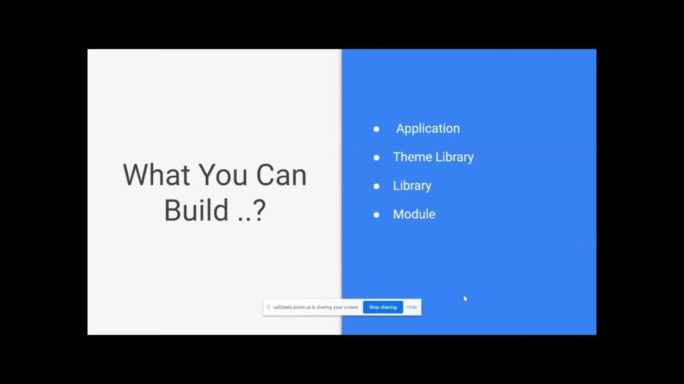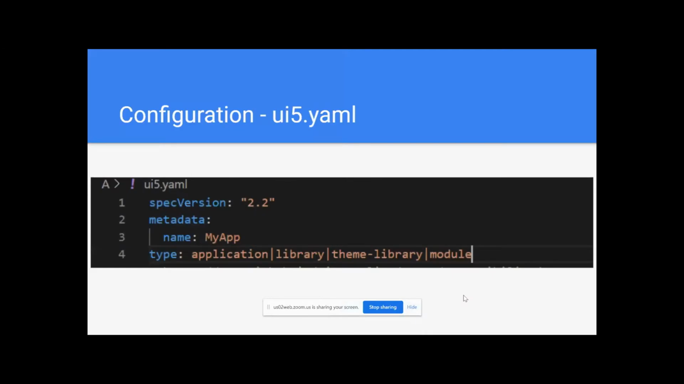With the help of this UI5 tooling, we can build different things. We can build theme libraries, like specific theme resources for specific controls, and we can develop libraries, like reusable components which can be used across applications. We can build modules. The modules are like third-party applications or third-party tools that you can build and integrate with our existing UI5 applications.